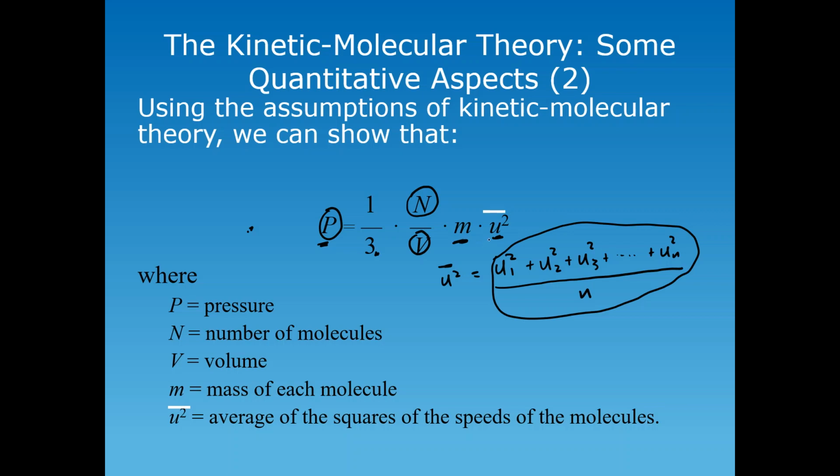And then, of course, this term here represents the average of the squares of the speeds of the molecules. So basically what this is saying is that the faster the molecules travel, the greater the pressure of the gas, which makes sense because if the molecules travel faster, they'll hit the walls of the container harder, and therefore that would be manifested with a greater pressure exerted by the gas particles. So that's basically what that equation is telling us.